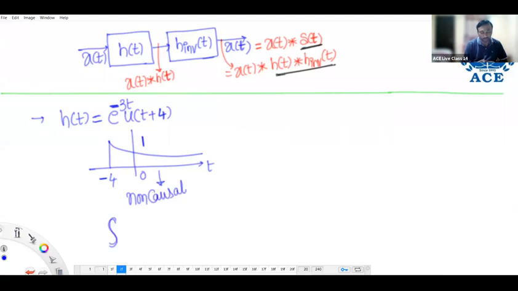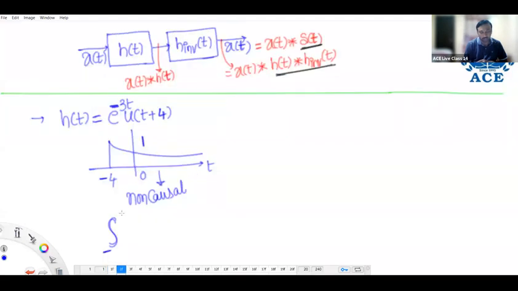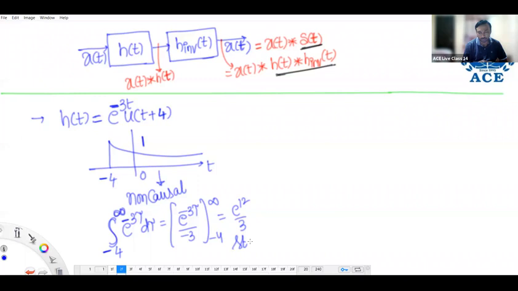Stability, what is the condition we derived? Absolute area. Here the integral varies from minus 4 to infinity, e power minus 3t. Definitely the integral is finite. It is a finite quantity, so the system is stable. Non-causal and stable.